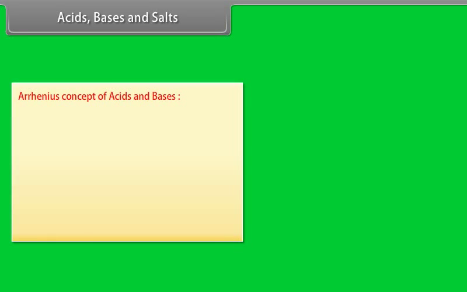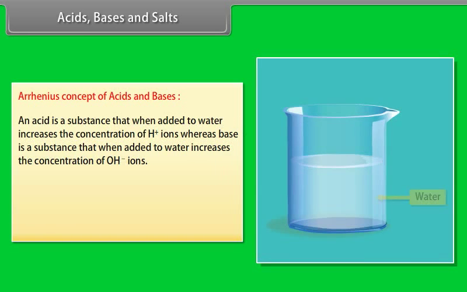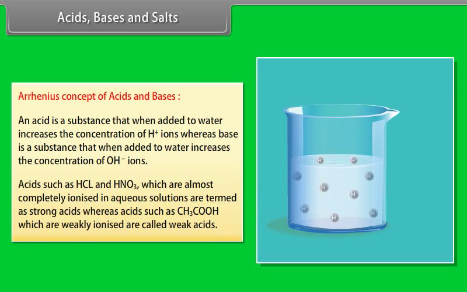Arrhenius concept of acids and bases. An acid is a substance that when added to water increases the concentration of H+ ions, whereas base is a substance that when added to water increases the concentration of OH- ions. Acids such as HCl and HNO3, which are almost completely ionized in aqueous solutions, are termed as strong acids, whereas acids such as CH3COOH, which are weakly ionized, are called weak acids.